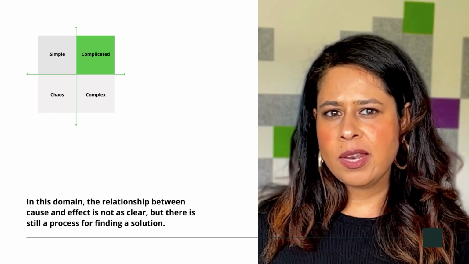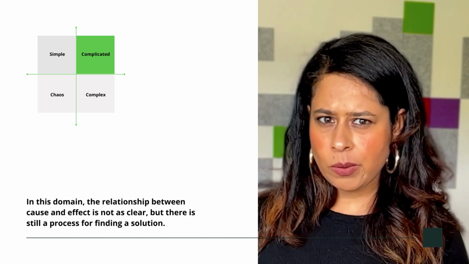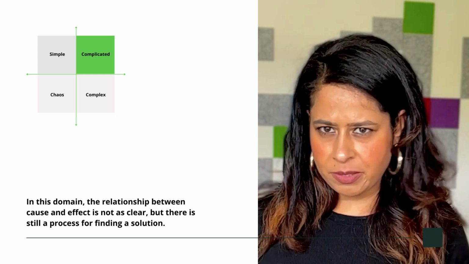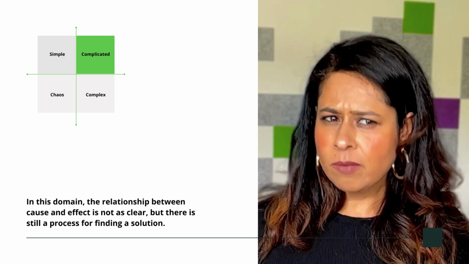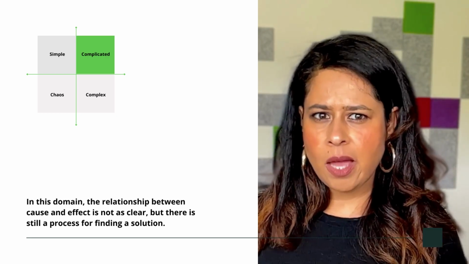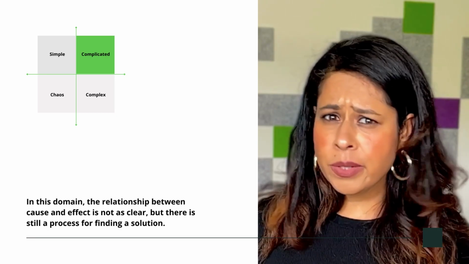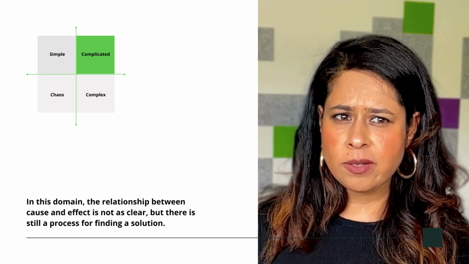solution. So an example of a complicated domain might be in building a website. You know what the end goal is, but there are many steps involved in achieving it. And you might need to consult with a lot of different experts in areas such as design, coding, marketing to get it all done. Another example is fixing a car's engine.